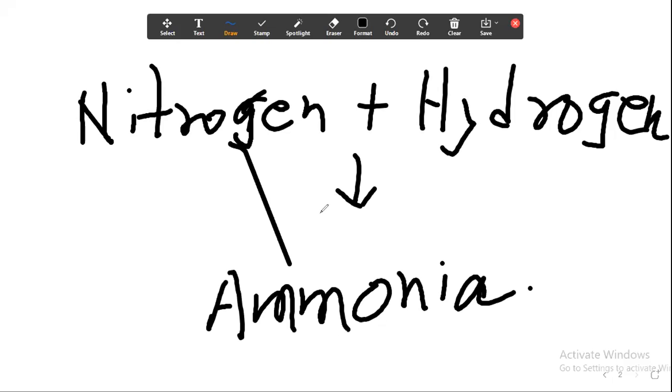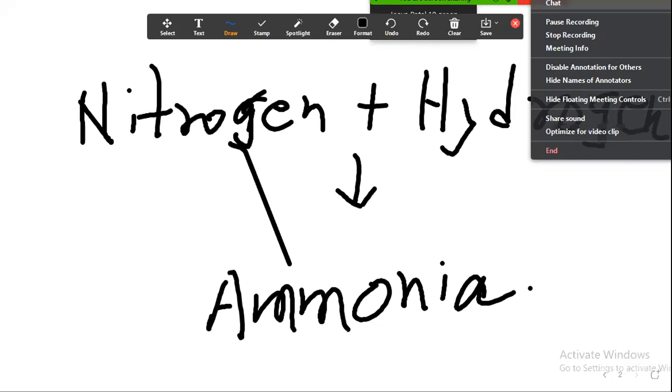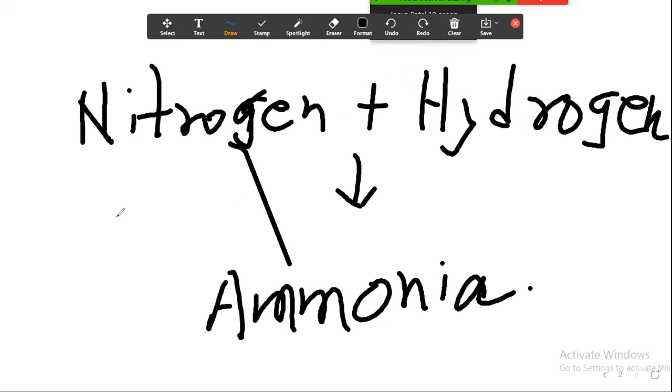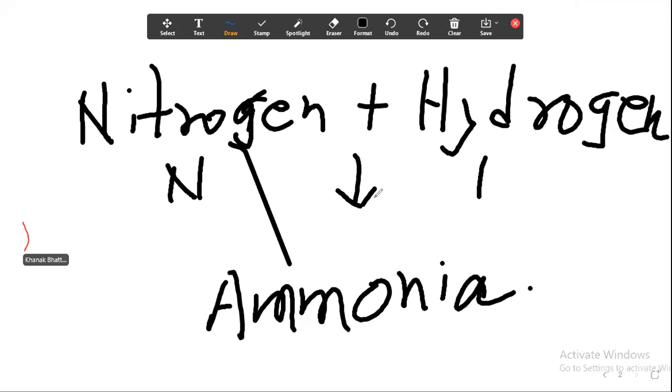Can somebody write it for me? In the chat box, or you can try it here also. You can annotate here, no problems. Sir, N for nitrogen. Okay, let's see. N for nitrogen, very good. Then H for hydrogen, very good. Okay, and NH4 for ammonia. NH4. Okay, right.